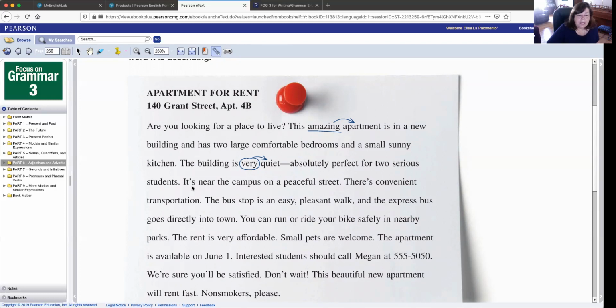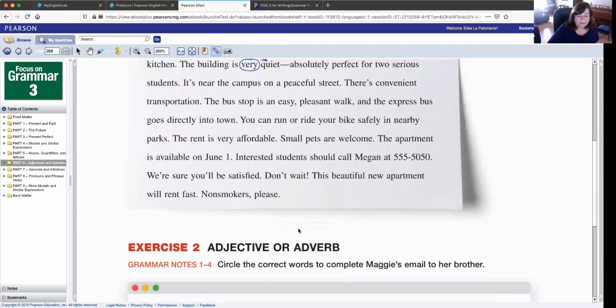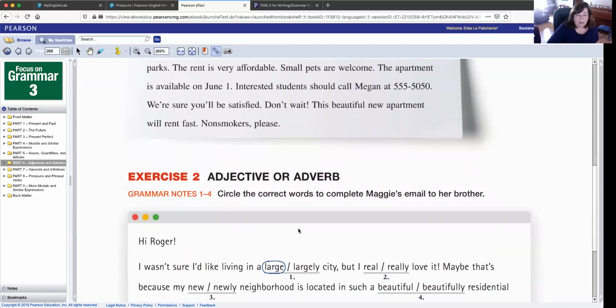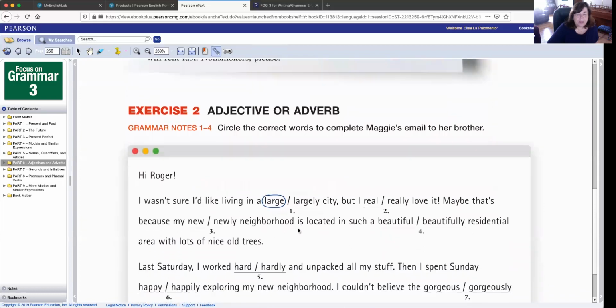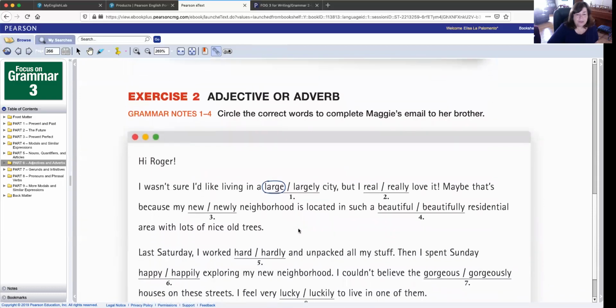We'll do one more. It's near the campus on a peaceful street. Here's campus. There are no adjectives that describe it. That's a noun, but no adjectives to describe it. But the next noun, you have a street, and there is an adjective here that describes it, which is peaceful. So in this case, you put a line under it and an arrow for street, okay? You can do the rest of this for homework, and then we will check it. Adjectives or adverbs.